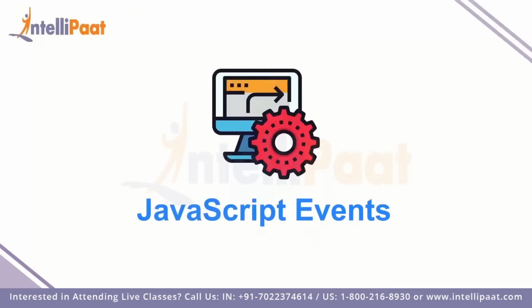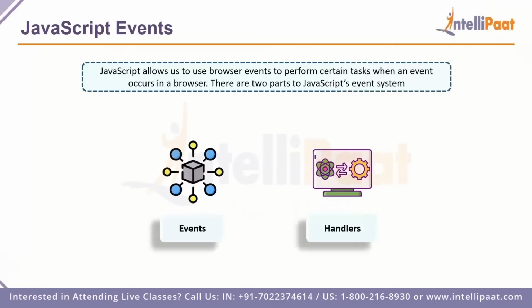Now let's take a look at JavaScript events. So JavaScript allows us to use browser events to perform certain tasks when an event occurs in a browser. So there are two parts of an event system. Although JavaScript is a fundamentally event-driven system, you need to understand how to use these events in order to write code that works when the user performs certain actions. These actions could be when the user submits a form, when the user clicks on a DOM element, when the user is moving their mouse, or whatever the reason might be. So the two parts of a JavaScript event system are events and handlers. So let's discuss them one by one.